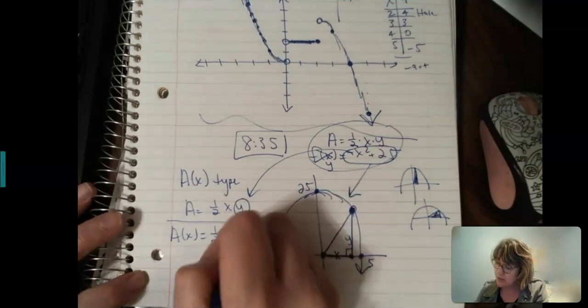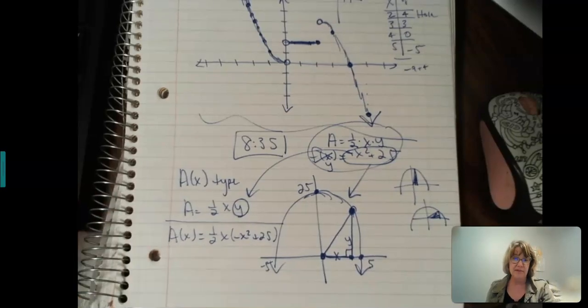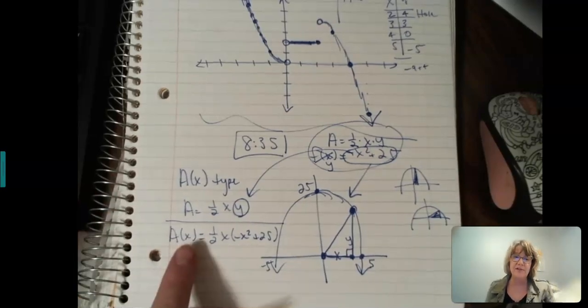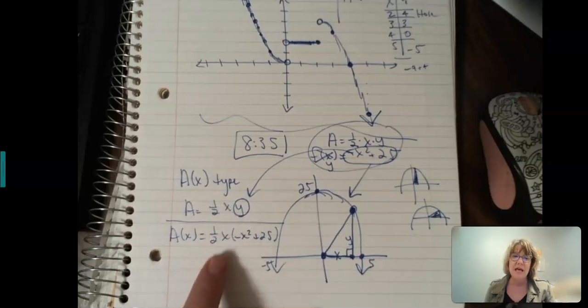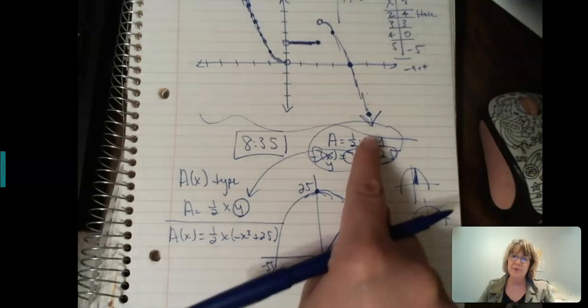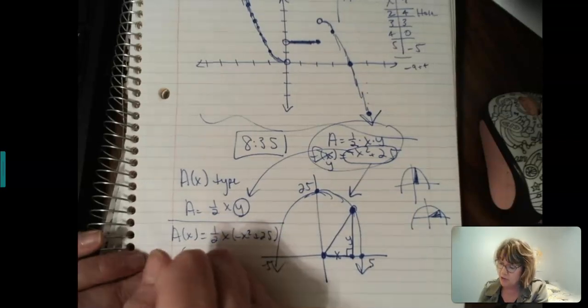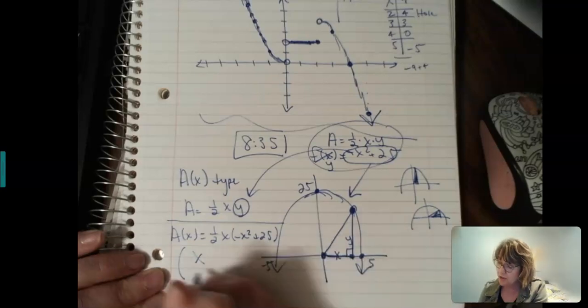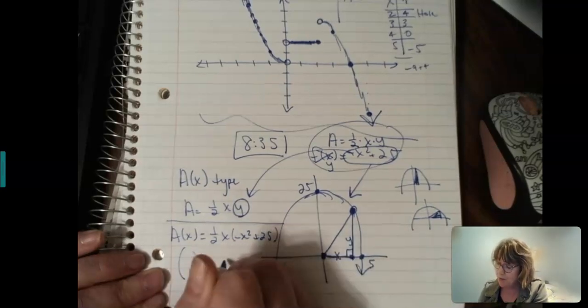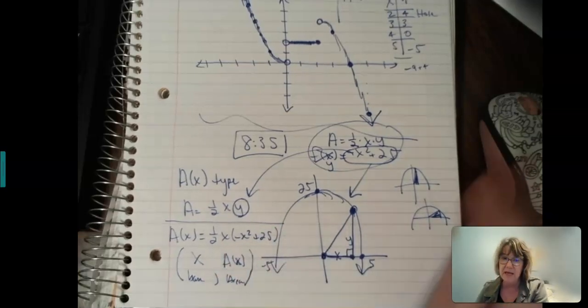So what's my y value? Negative x squared plus 25. Okay, and you're done. There it is. That function, we switched from a formula to a function. Now, this graph is kind of the two separate things, and this is them mushed together to get area. So if you graph this, you're going to look for the maximum value, and that's going to give you the maximum area. Notice your input is x. That is your base. Your output is A of x. That is not your height. That is your area.